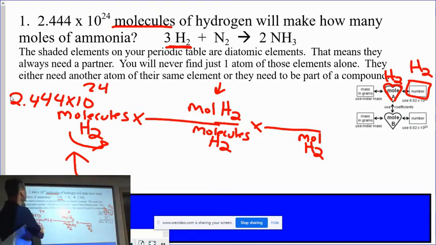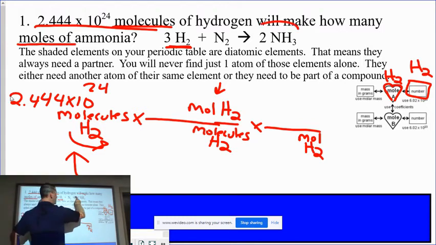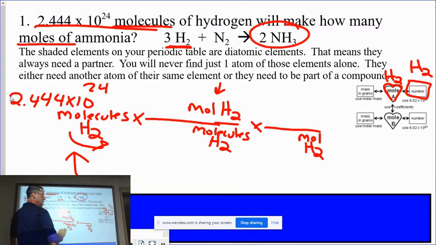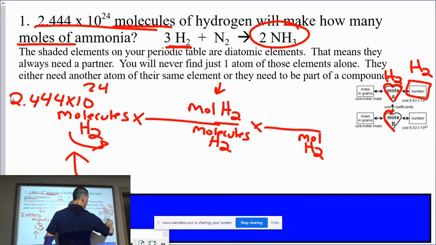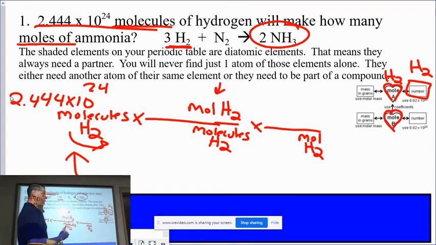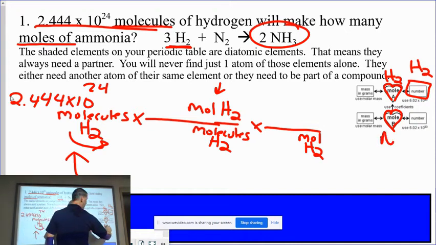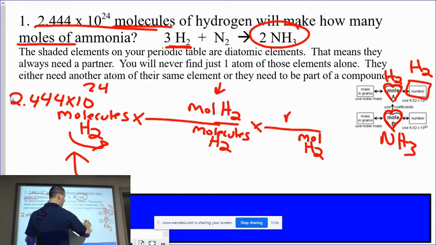And now I'm going to investigate. What do I have to do? It says we have that many molecules of hydrogen, 2.44 times 10 to the 24th molecules of hydrogen. And that's going to make how many moles of ammonia? This is my ammonia. So I'm simply just going down here. So this problem is one step bigger or longer than the previous problem. And this is going to be ammonia all the way down there. That's what that substance is. So I can go to moles of NH3.